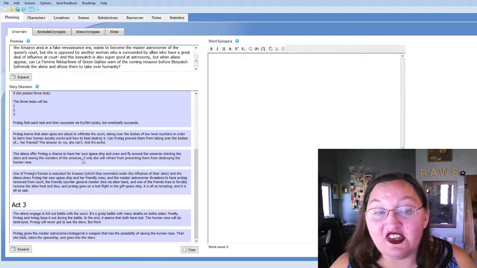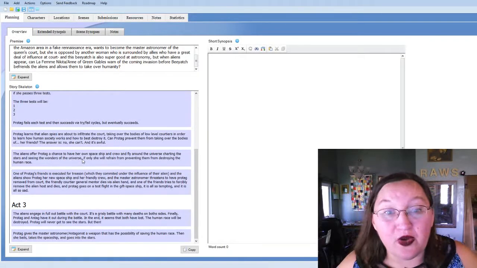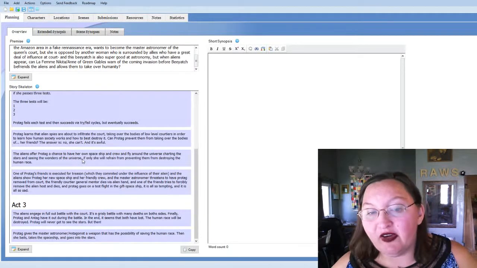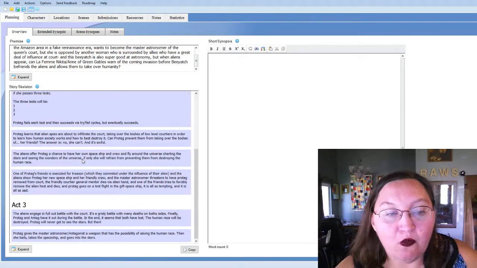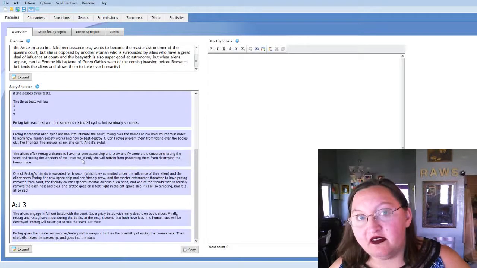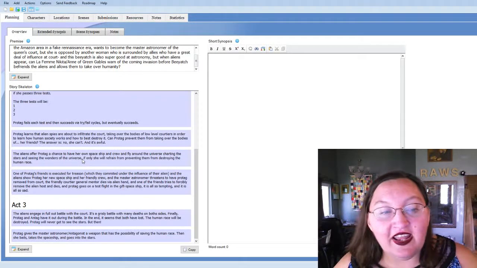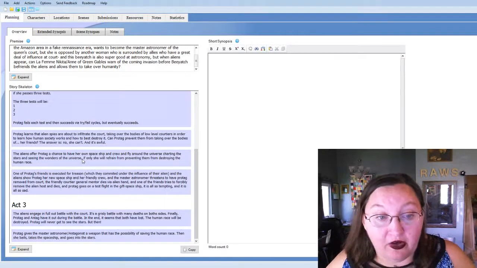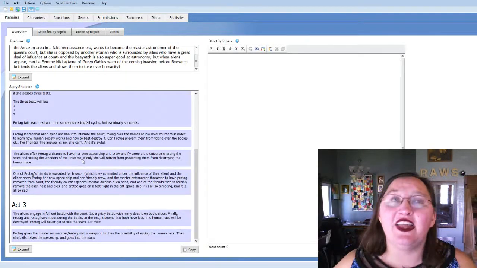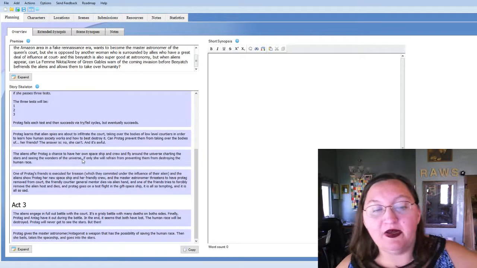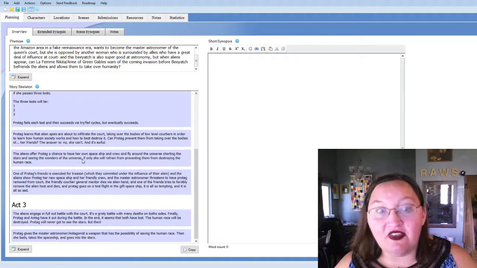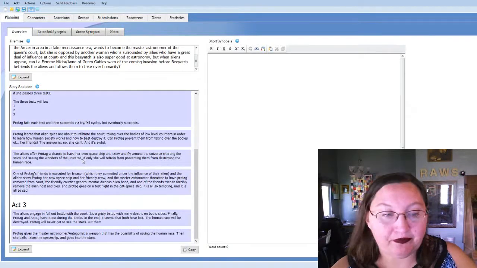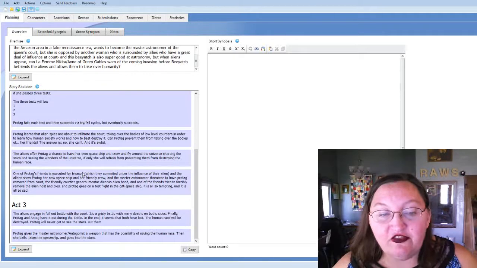The aliens offer Protag a chance to have her own spaceship and crew and fly around the universe, charting the stars and seeing the wonders of the universe, if only she will refrain from preventing them from destroying the human race. One of Protag's friends is executed for treason, which they committed under the influence of their alien host, and the aliens show Protag her new spaceship and her friendly crew, and the master astronomer threatens to have Protag removed from court. The friendly courtier general mentor dies via alien hand, and one of the friends tries to forcibly remove her alien host, and she dies. And Protag goes on a test flight in the gifty spaceship, and it's all so tempting, and it is all so sad.